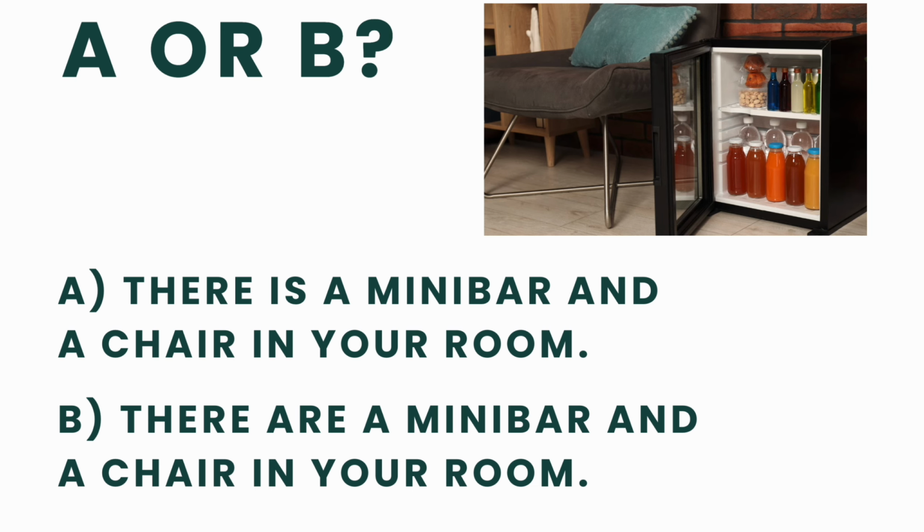3, 2, 1, and it is B. There are a minibar and a chair in your room. Here we have two nouns, minibar and chair. So two things. It's plural, it's not one. That is why we say there are a minibar and a chair.